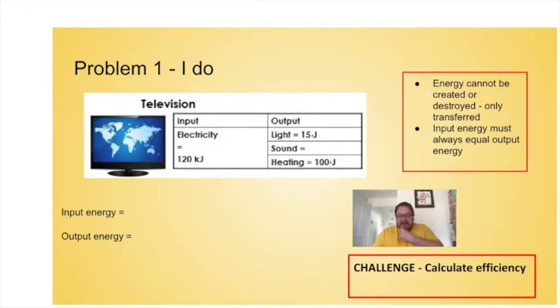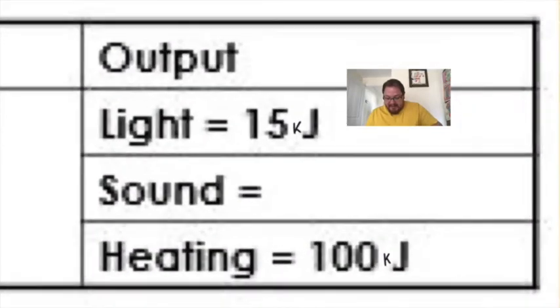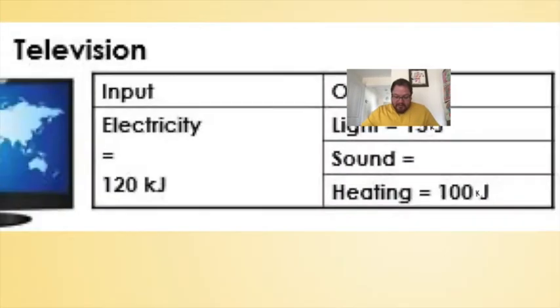So problem one is television, and it's laid out like this. The input energy is 120 kilojoules. Kilojoules, by the way, the K just stands for 1,000. So if you've got a meter and then a kilometer, it's just 1,000 meters. So don't get put off by this kilojoule. You can just about see that's a K there. I promise you it is a K. I've made a mistake, I just put joules, but it is a kilojoule there.